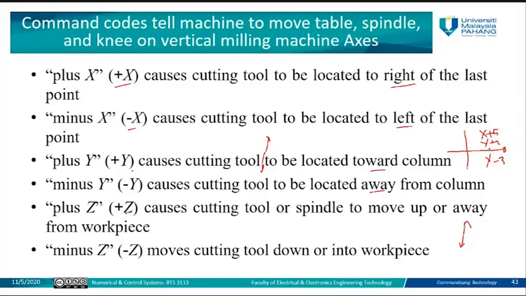Then for the Z, we are talking about up or down. Because we are talking about the spindle or the head, or the cutting tool, we can move up or away from the workpiece. For example, if this is the spindle and you have the workpiece on this side, if it goes towards the workpiece, that means it will go down. If it goes away from the workpiece, it will be up. So this is also the same. We are going to use plus or minus.